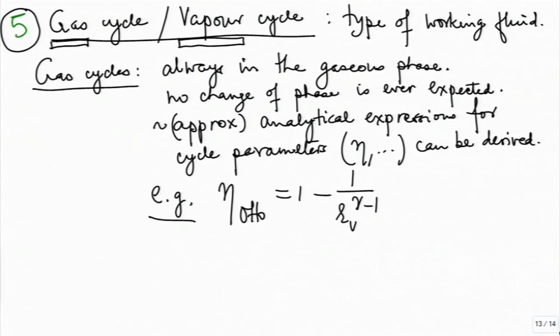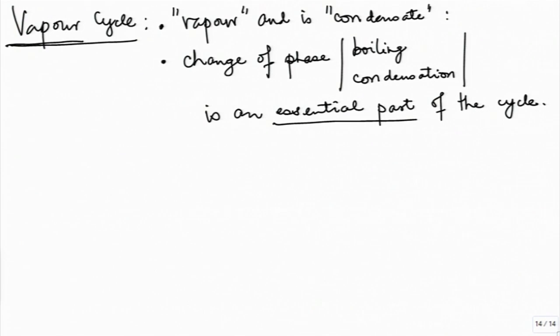In fact, this classification is one of the funny things. In general, we do not make much of a difference between a gas and a vapor. They are more or less synonymous terms, but when it comes to classification, we have a distinction between what constitutes a gas cycle and what constitutes a vapor cycle.